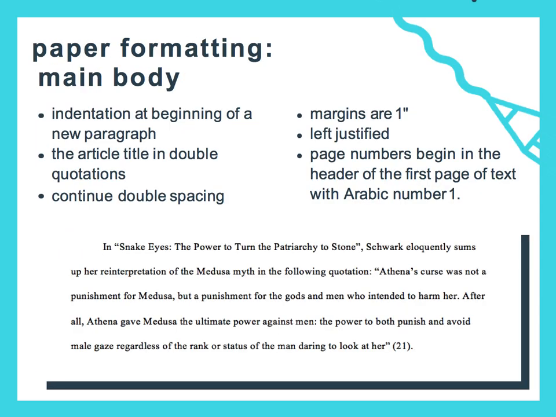As we continue to the body of the paper, we continue double spacing. Each paragraph needs to be indented at the beginning, and margins should be 1 inch on either side. Include page numbers, which begin on the first page of text, starting with the number 1.